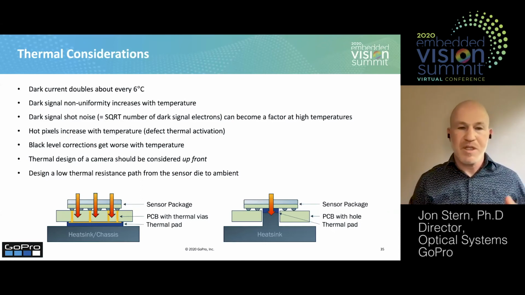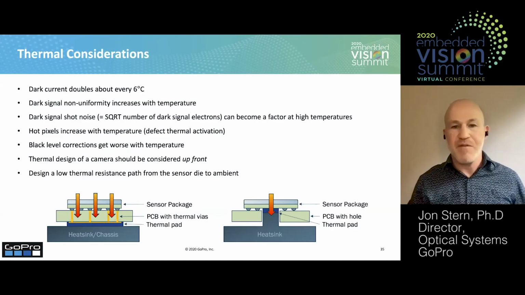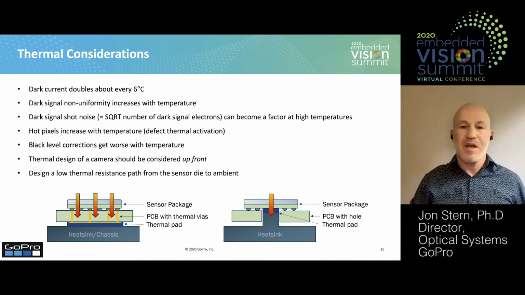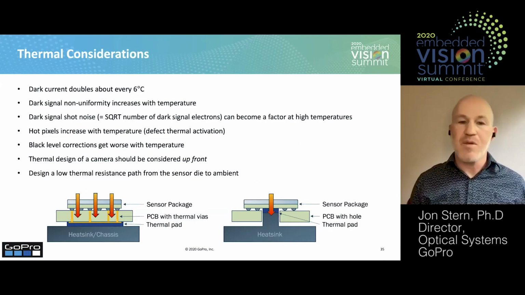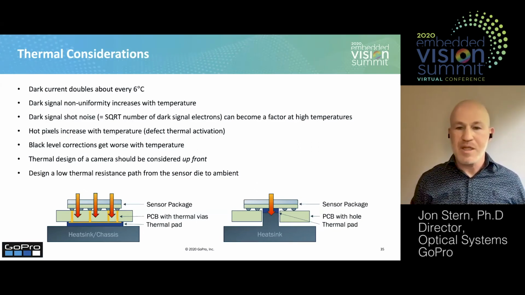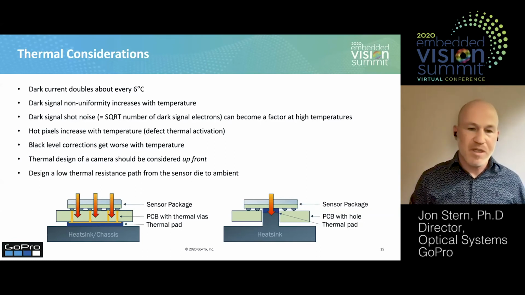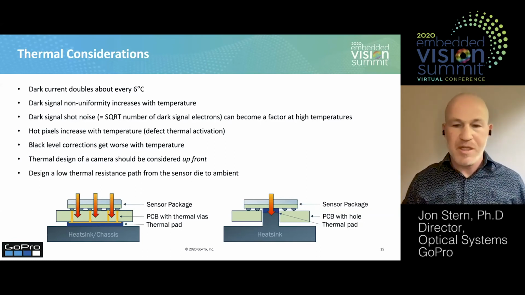Hot pixels, which we discussed earlier, increase with temperature. As temperature increases, defects become thermally activated, and so you'll start to see more of those hot pixels. The overall sensor black level corrections can get worse with temperature, so you can start to see the black level drift around the ideal. So the thermal design of a camera should be considered up front. It's important to design a low thermal resistance path from the sensor die to the ambient environment. And a couple of relatively simple techniques are shown here.